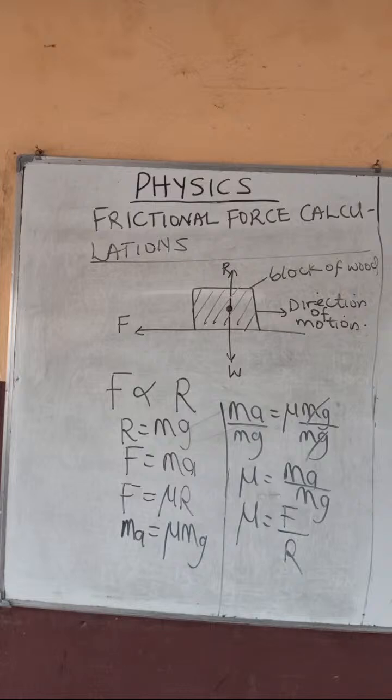Are we done? It's not N, it's mu. We represent the coefficient of limiting friction.